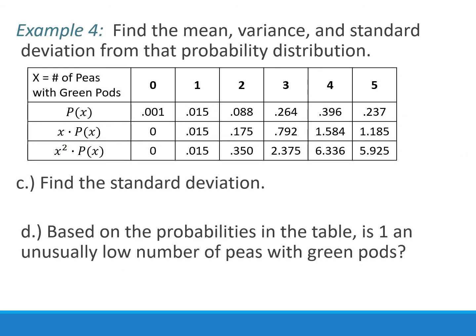Standard deviation is just the square root of the variance. So we're taking that variance of 0.9265, square root it, and we get a really similar 0.9625.